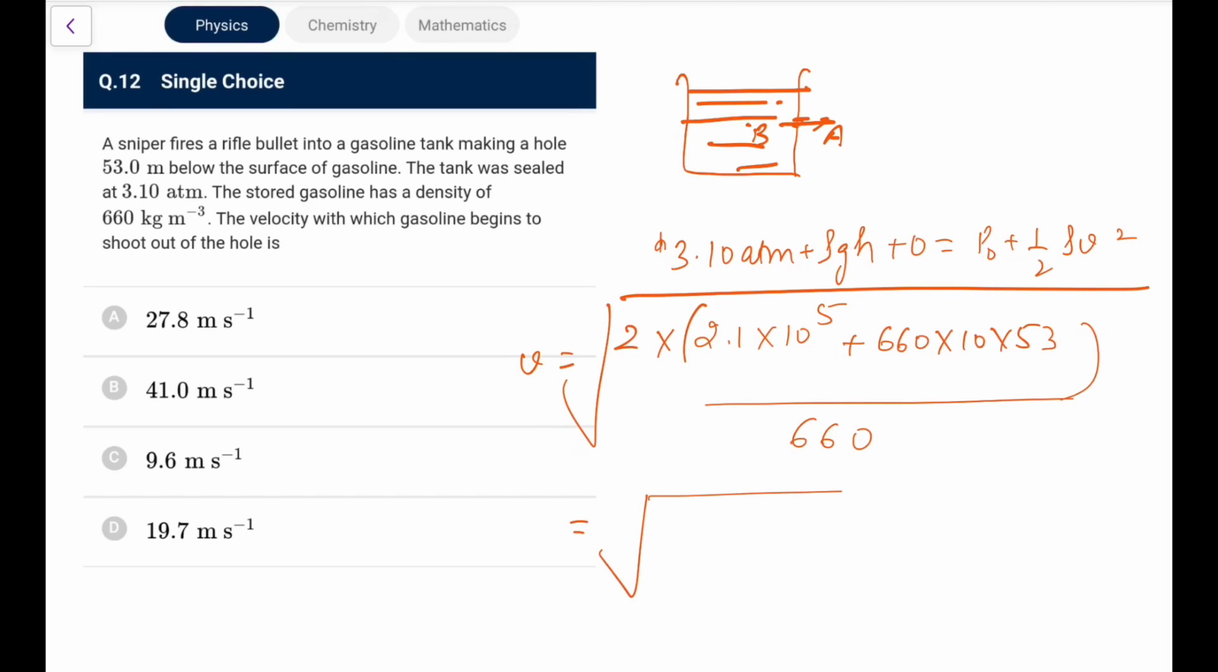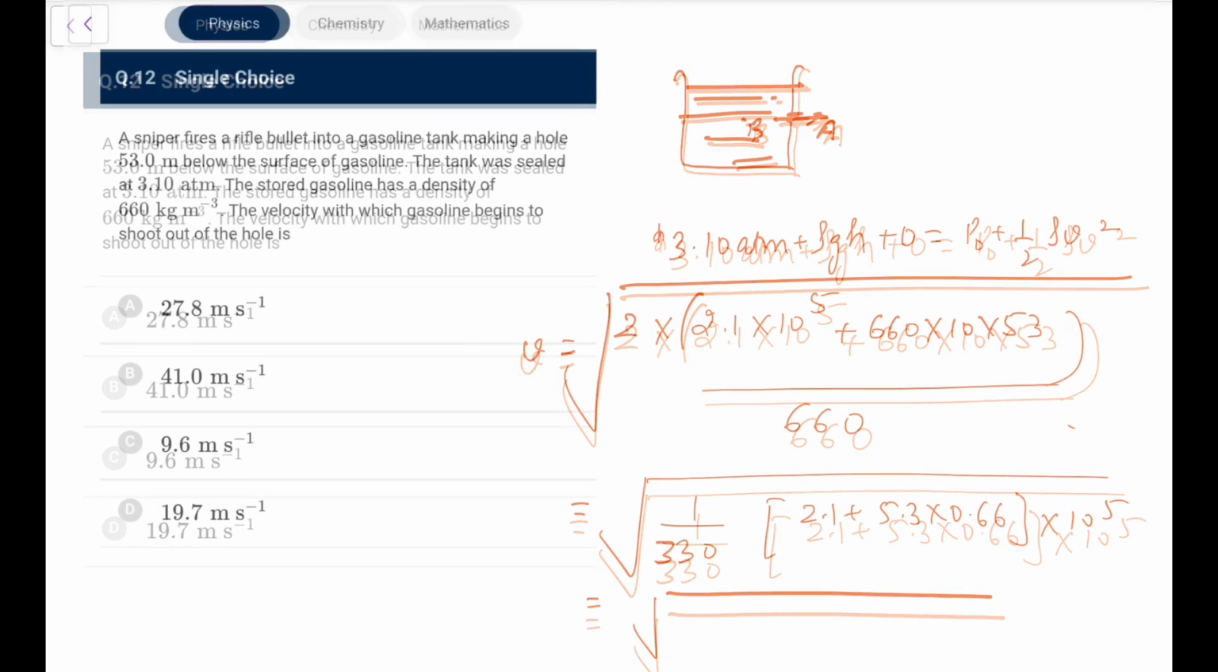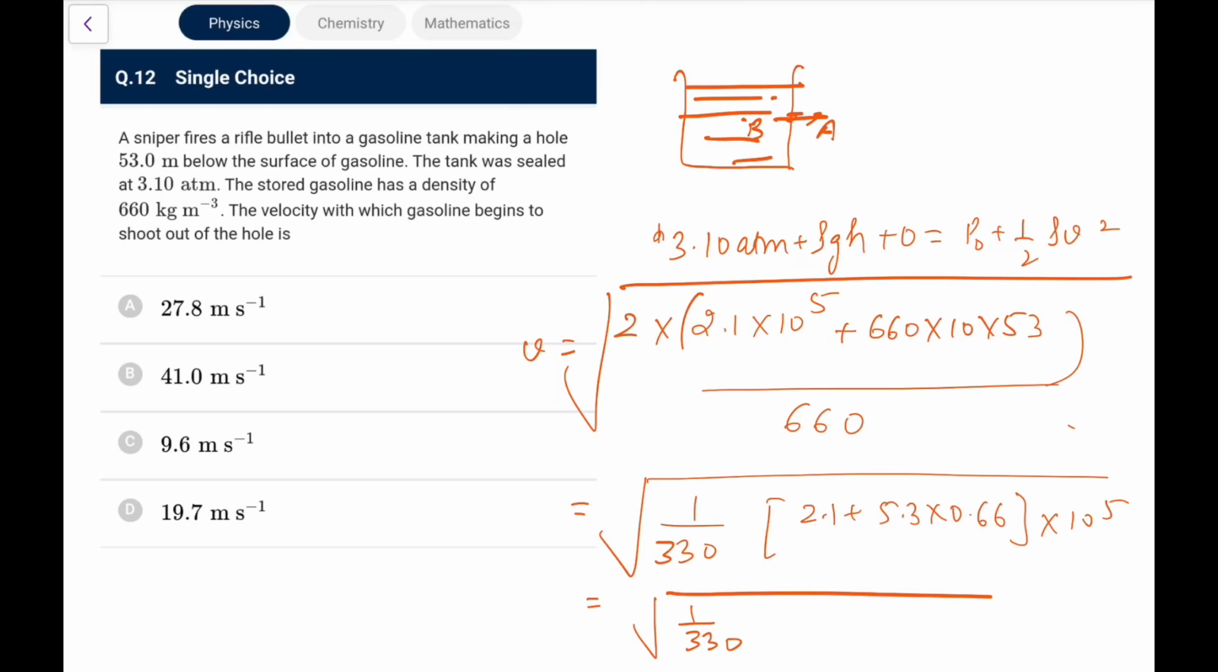Okay, so doing this, what we get, 1 upon 330 I can do there, and if I do 10 to the power 5, this is 10 to the power 3 4, so it becomes 2.1 plus 5.3 into 0.66 I can write, that would be 10 to the power 5. Now doing this, we'll get 1 upon 330, and 53, 66 3s are 198, 330 plus 19 would be 349, so 3.498, 2.1 plus this into 10 to the power 5.